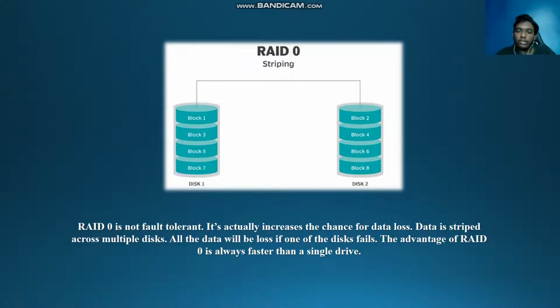Firstly, RAID 0, striping. RAID 0 is not fault tolerant. It actually increases the chances of data loss. Data is striped across multiple disks. All the data will be lost if one of the disks fails. The advantage of RAID 0 is that it is always faster than a single drive.